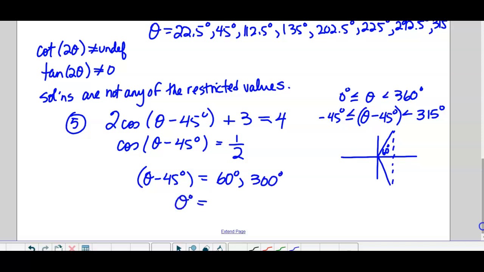So then I want to add 45 to both sides. So that's going to be 105 and 345.